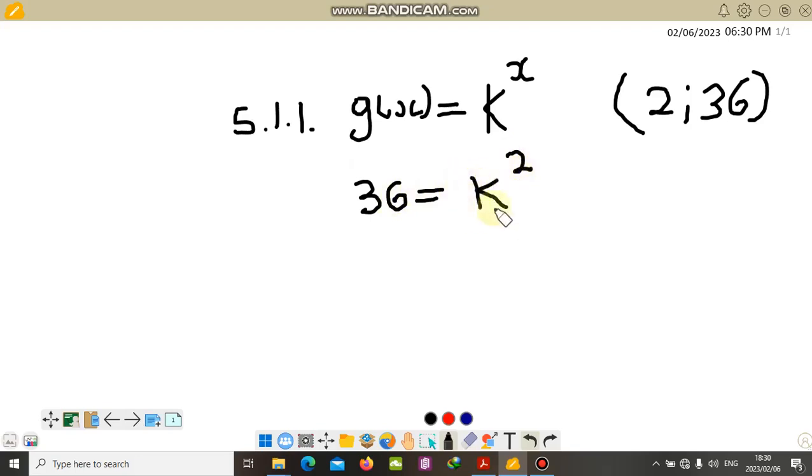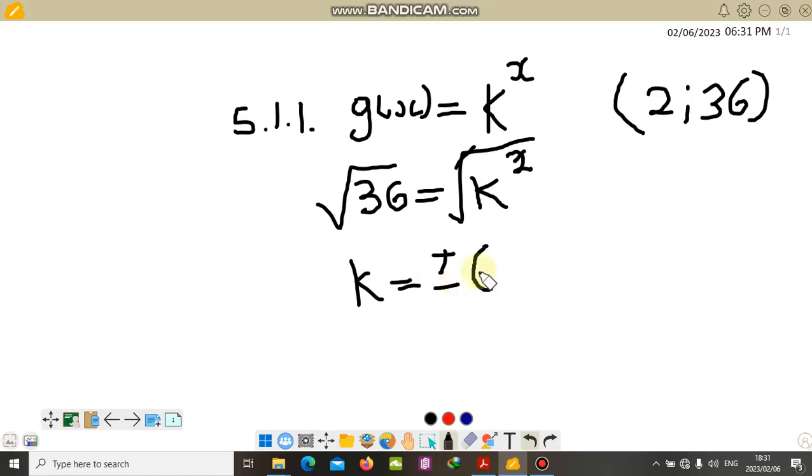So we need k, guys. How can we remove this power of 2? We can remove it by applying the square root on both sides. I'm going to apply the square root on both sides. So the square root here will cancel that. And then the square root of 36, guys, is what? The square root of 36 is plus or minus 6.